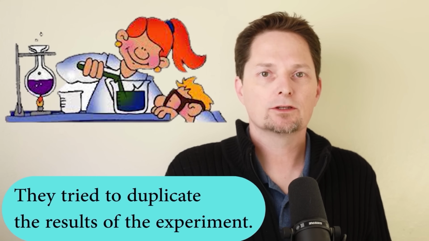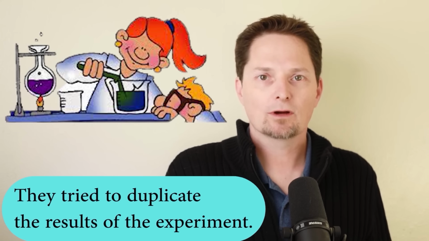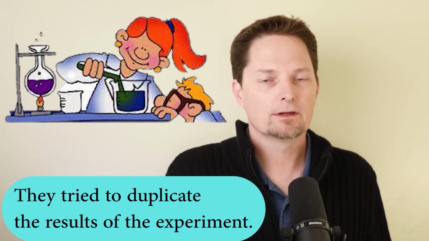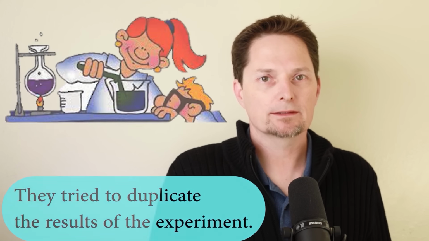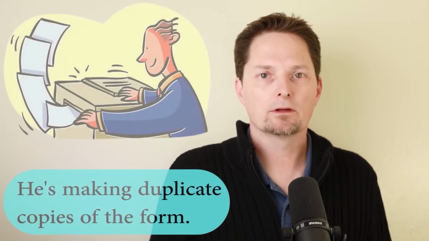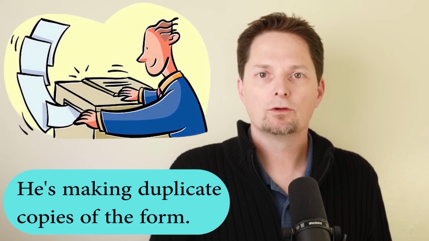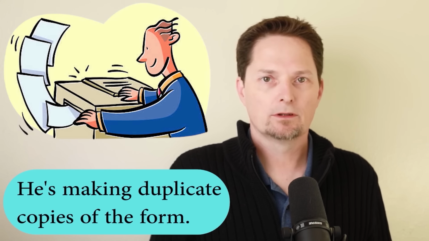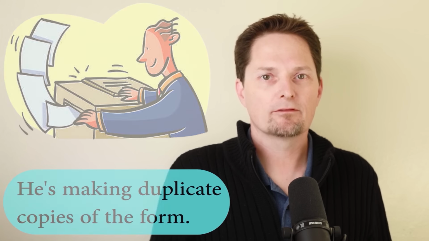Example, they tried to duplicate the results of the experiment. They tried to duplicate, verb, duplicate. They tried to duplicate the results of the experiment. Example, he's making duplicate copies of the form. Duplicate is not a verb, so we pronounce it with a short sound, duplicate. He's making duplicate copies of the form.